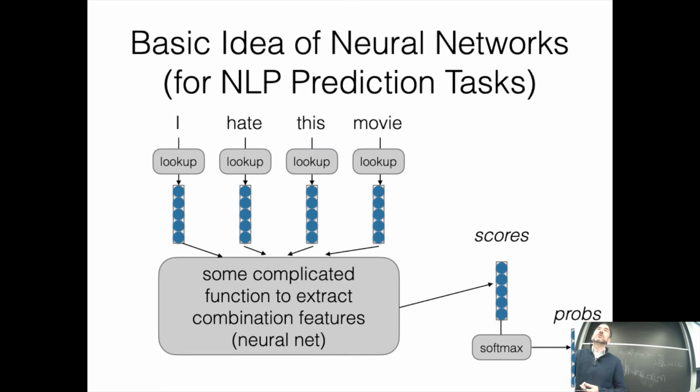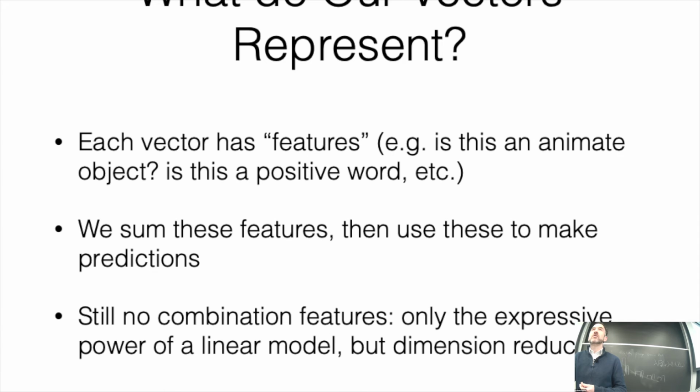And so we calculate these combination features. And what we want to do is extract vectors from the input where each vector has features. Sorry, this is in the wrong order, so I'll get back to this.